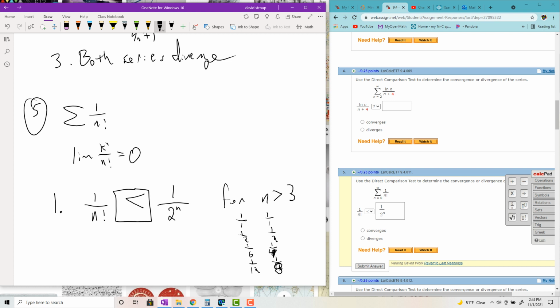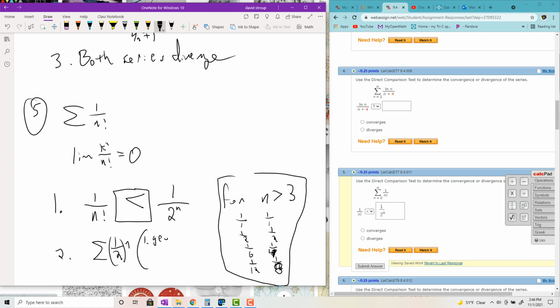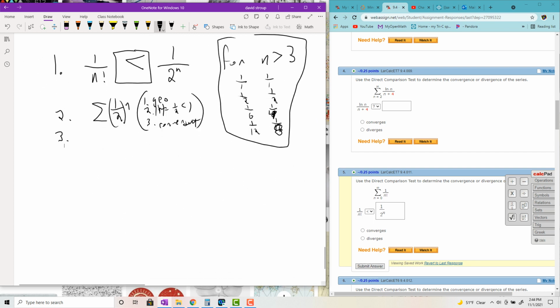You would have to prove that if you're in a proof class. For me, I don't need you to do that. I don't even really need you to say for what n value it works. But then you have the series of 1 all over 2 raised to the nth power. So what is that? That's geometric. r is equal to 1/2. The absolute value of r is equal to 1/2, which is less than 1. So therefore it's convergent. And hence our conclusion is they both converge. Okay.